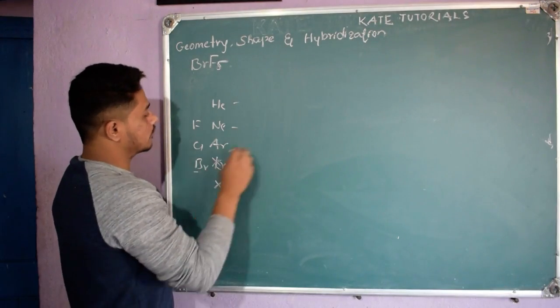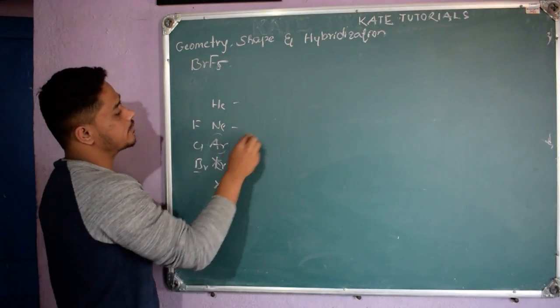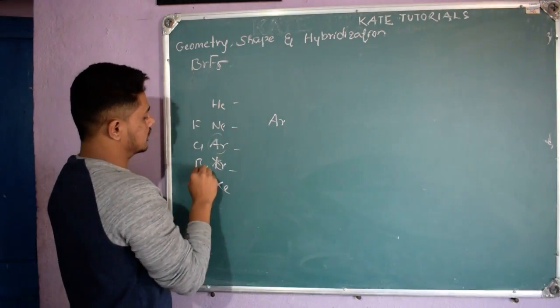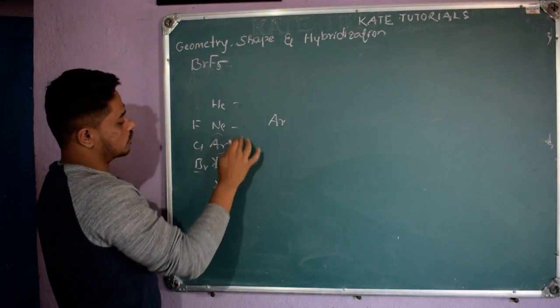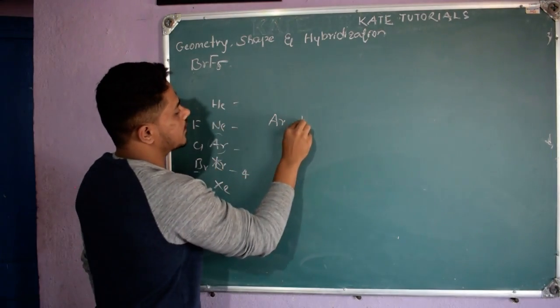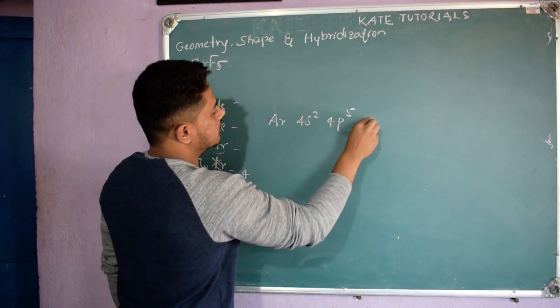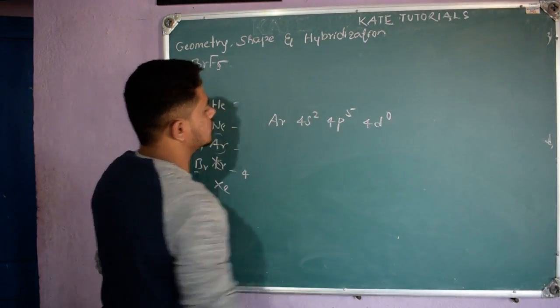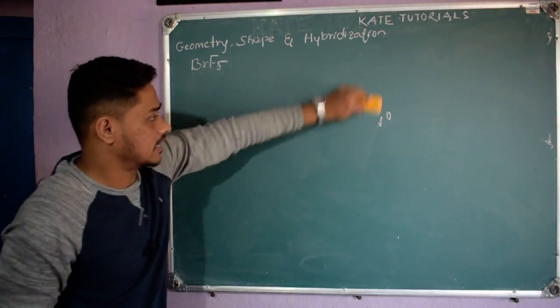I told you, bromine's electronic configuration will be argon, right? And it will be in the fourth period: 1, 2, 3, 4, yes, fourth period. So it will be 4s2, 4p5 and 4d0. This is the electronic configuration which we have seen in the first class only, right?